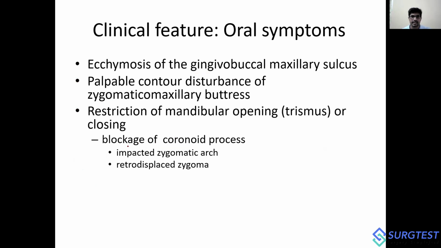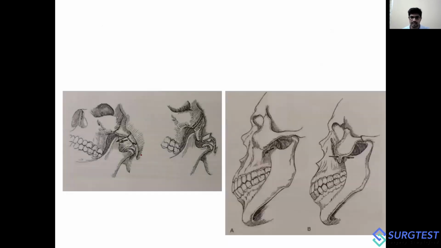This is explained by the abutment of the coronoid process of the mandible by the impacted zygomatic arch fracture, also in retrodisplaced zygoma. Now we can see this. So this is the coronoid process of the mandible. This is the condyle, the posterior process, which you come across most of the time. This is a fracture of the neck of the condyle. This is the most common fracture of the mandible.